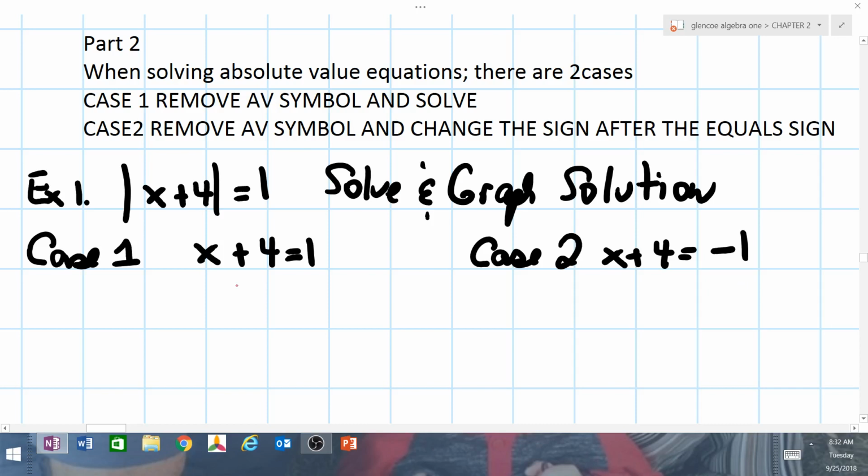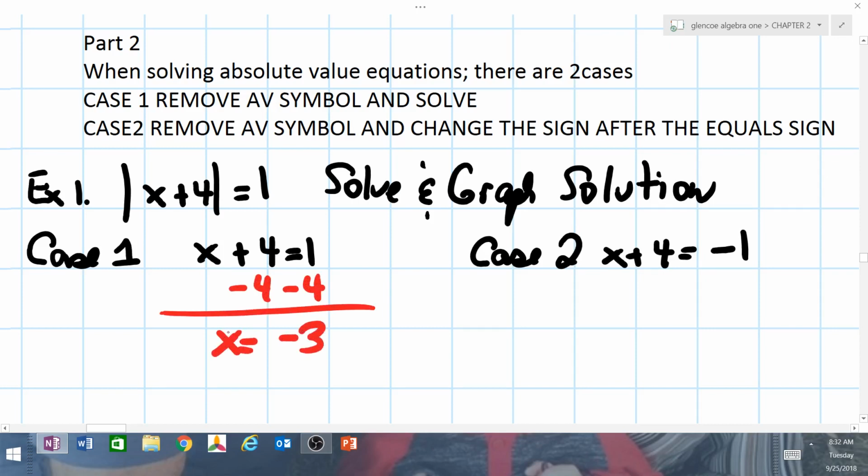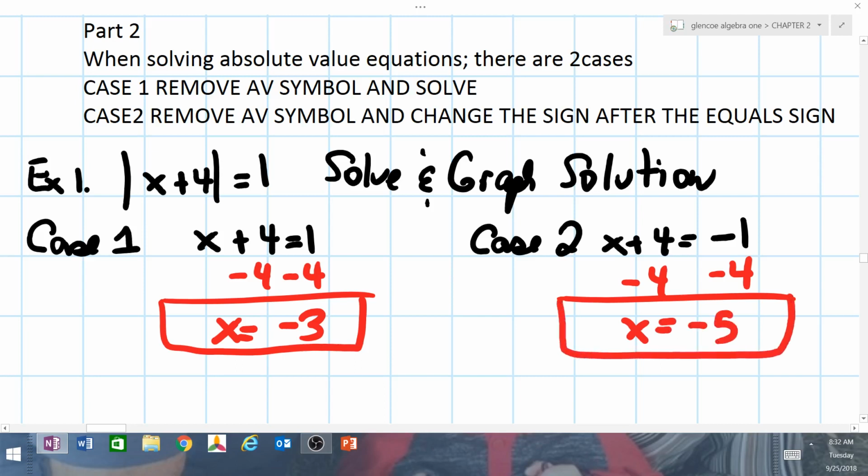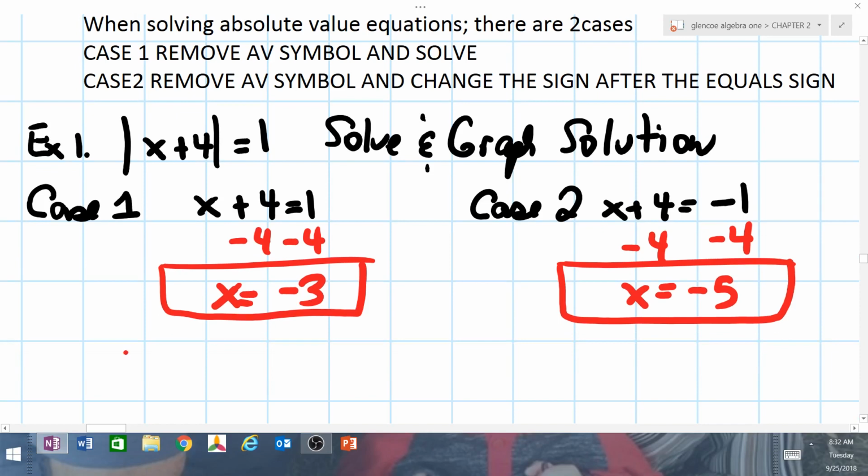So when I solve case 1, I get x equals negative 3. When I solve case 2, I get x equals negative 5. Are you with me? Yes? Okay, now let's manually plug this back in. Let's take negative 3, plug it in, and let's see if it works.